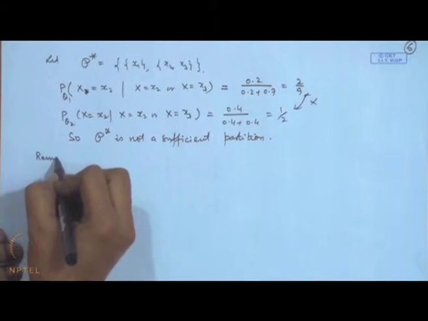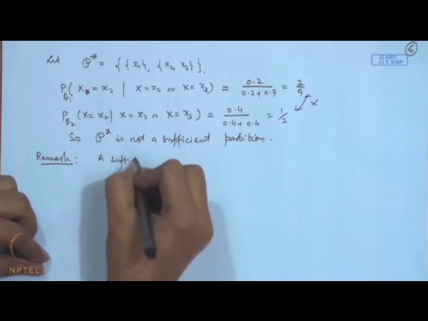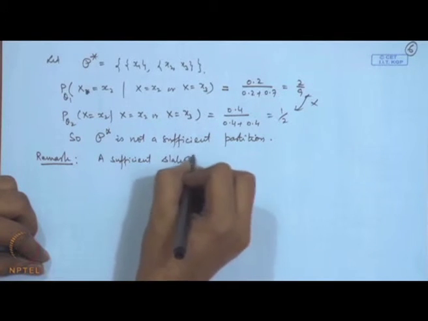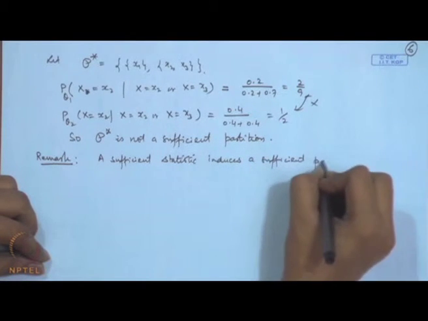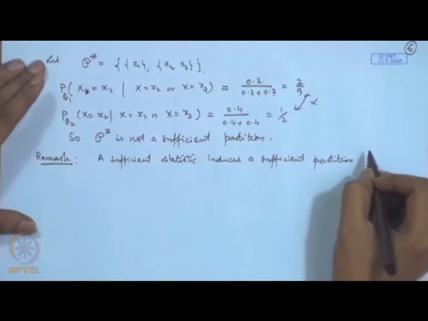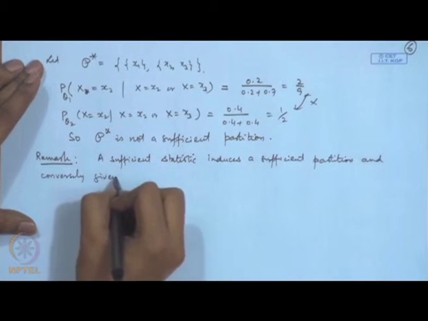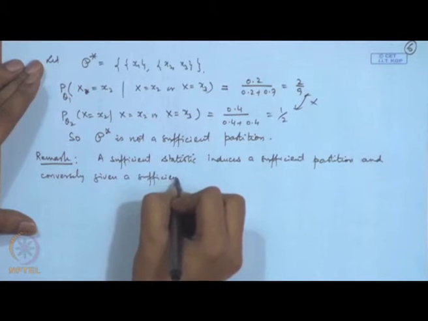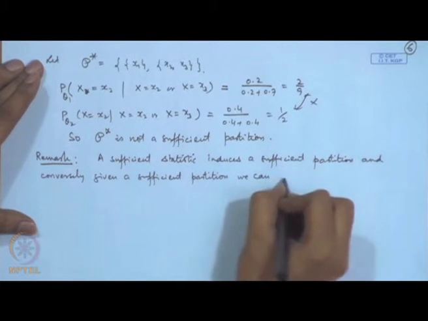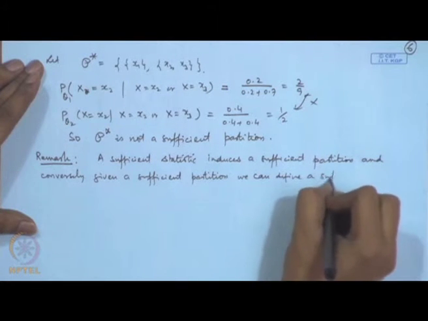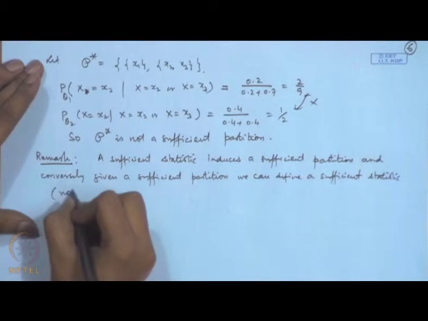A sufficient statistic induces a sufficient partition, and conversely, given a sufficient partition, we can define a sufficient statistic. Of course, this is not necessarily unique.